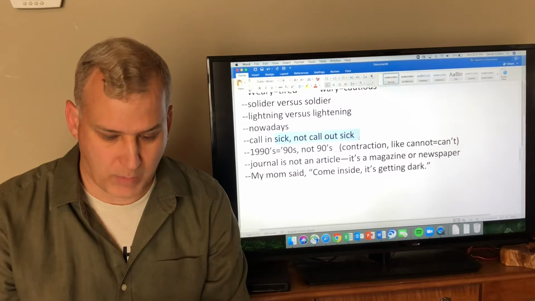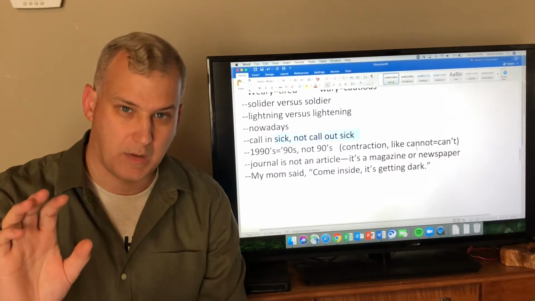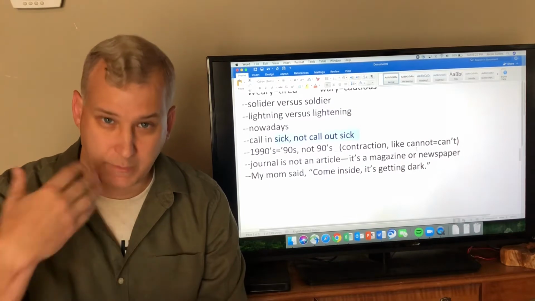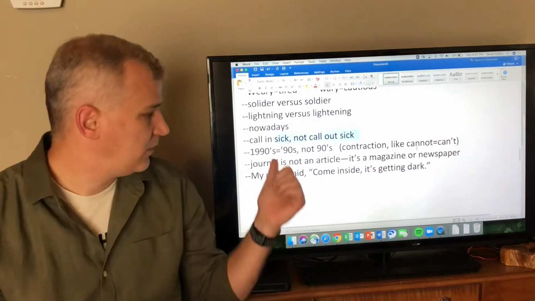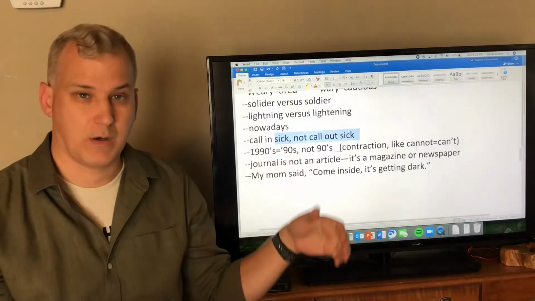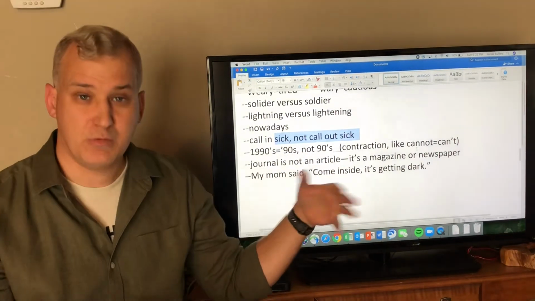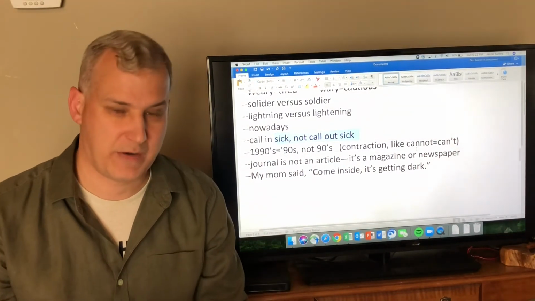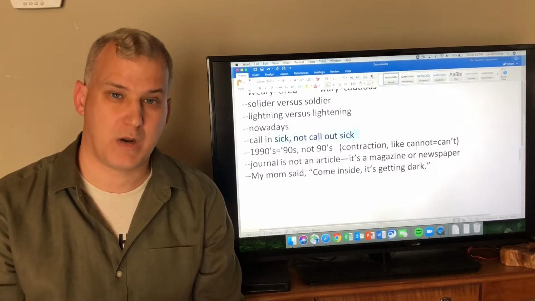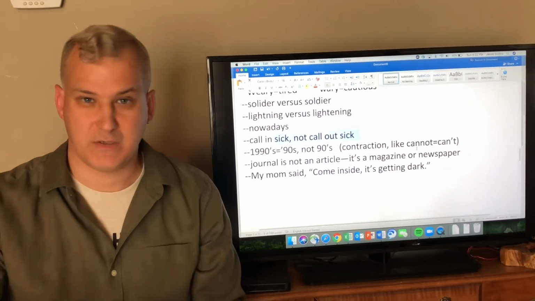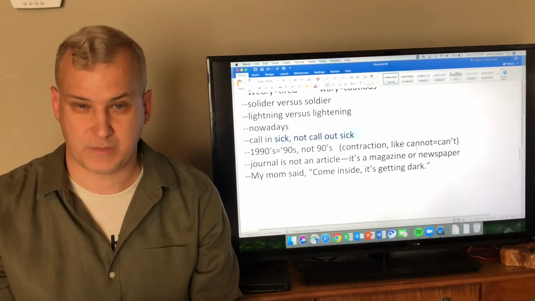If you don't feel well and you can't go into work, the way that you let work know that you're not coming, that you won't be showing up at work today, is you call in sick to work. You don't call out sick. You can call in sick and tell them you will be out, but the expression is call in sick. That is because when you call, the call comes in to the telephone at work, and you called in to work to tell them you were sick.